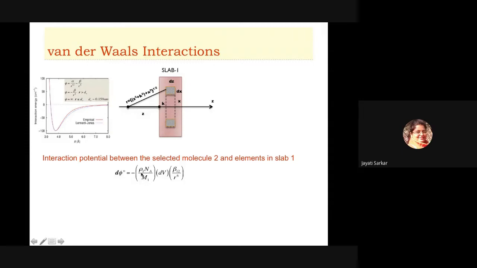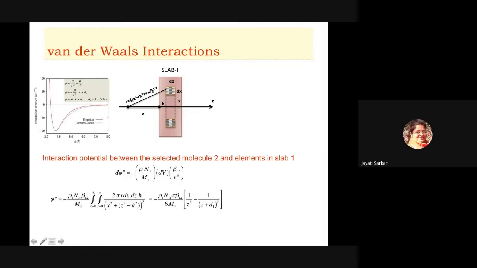So you can find out that ρ1 Na by m1, where m1 is the molecular weight of this material, gives the total number of molecules present per unit volume. So the first bracket on the right hand side is that expression, where dV is the volume of the shaded area, and this is the interaction potential that we have over here. This is the potential that this molecule, at a distance of r from the molecules denoted by the shaded region, will experience as a force something like this.